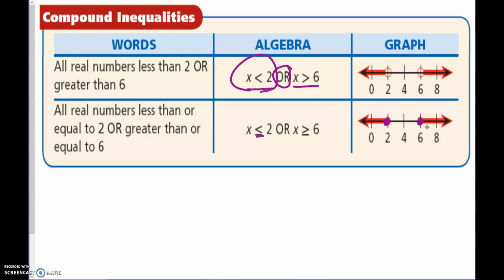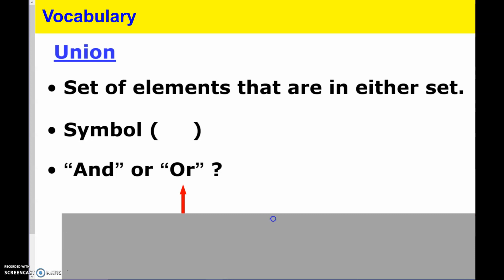Okay, so you have to pay attention. They could also give you something like x is less than 2 or x is greater than or equal to 6. So we could have an open circle going this way and a closed circle going this way. All right, the union, some different vocab and words with unions. There are a set of elements that are in either set. So in that last one that we just did, it could have been less than 2 or it could have been bigger than 6. So it could fit in either one.